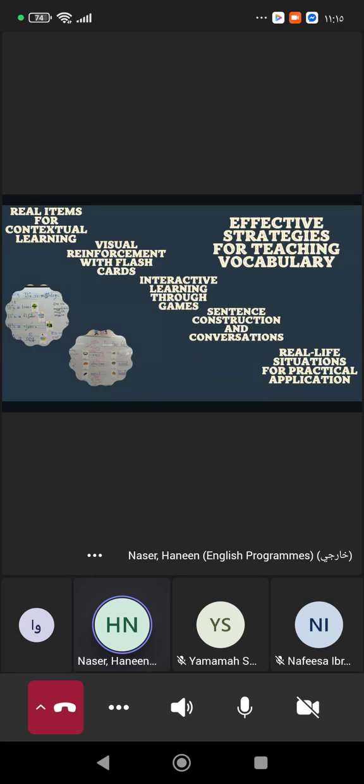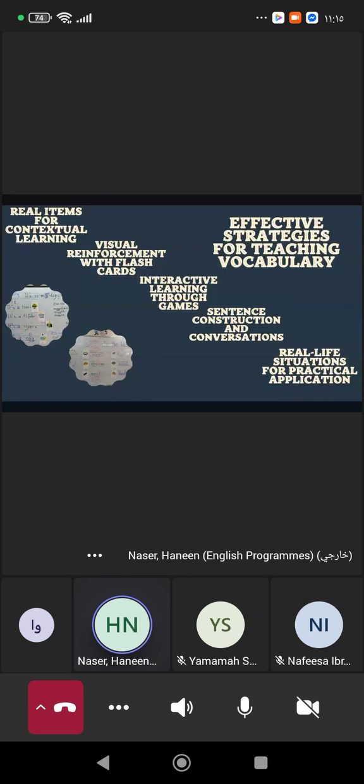Playing games that involve, for example, matching words and letters, words and pictures, makes learning fun and engaging. This strategy encourages participation and enhances motivation among students. The fourth strategy is sentence construction and conversations. Constructing sentences and facilitating conversations provide students with the opportunity to practice their vocabulary actively. This strategy promotes fluency and confidence in language use.